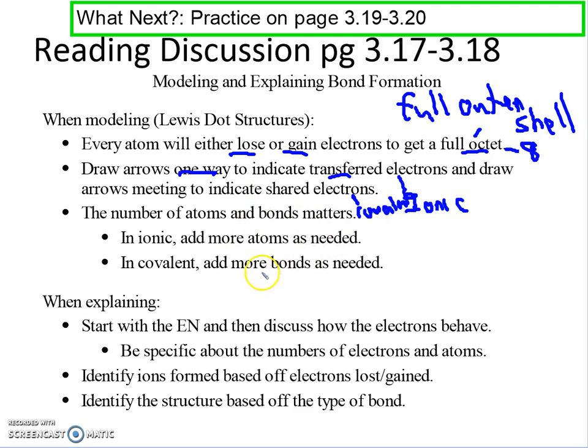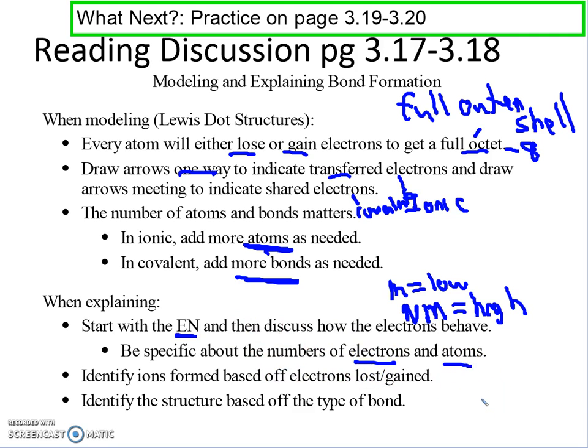And then the number of atoms and bonds matters. In ionic, if you don't have enough electrons, just add more atoms. In covalent, if you don't have enough electrons, you need to make more bonds. You need to share more than one set. Alright, so when you're explaining, make sure you start with electronegativity. Remember, metals have low electronegativity, nonmetals have high, so metal equals low, nonmetal equals high. And be specific about the numbers of electrons and atoms.